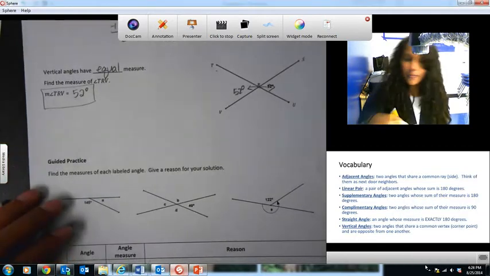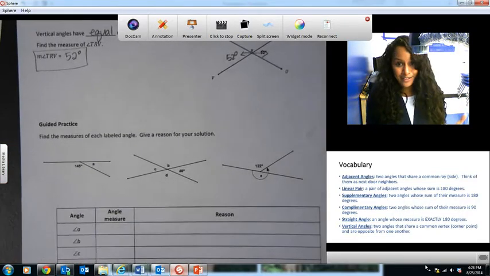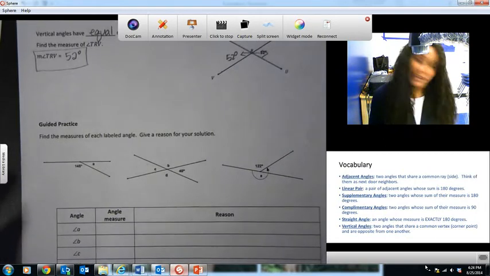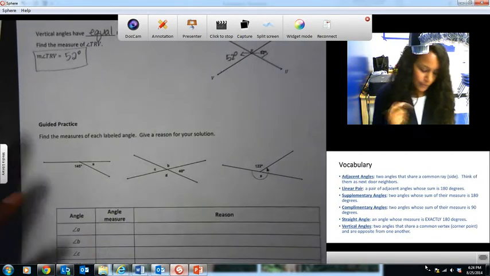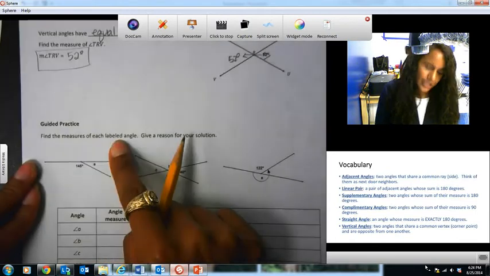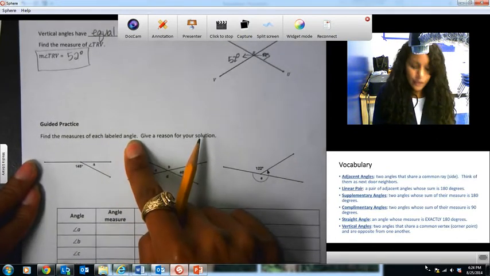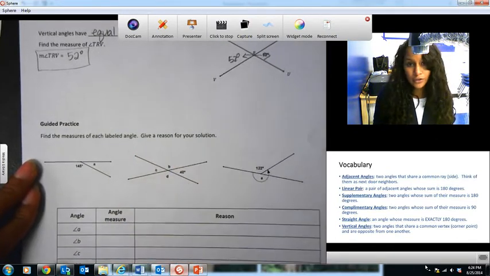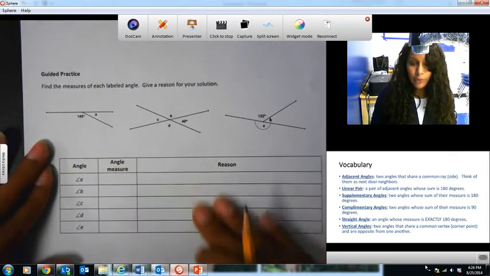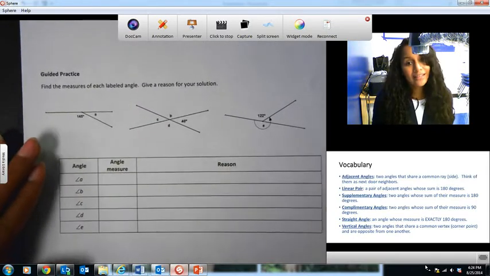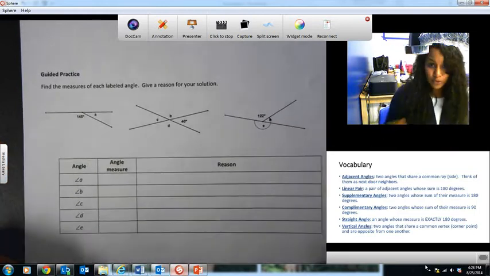Alright, last but not least, the guided practice, right? Now for the guided practice, there's two things you're going to have to do. The first thing is to find the measure of each labeled angle. Then after you do that, you're going to give a reason for your solution. Now what this is setting you up for, having to give the reasons, is setting you up for having to write proofs, which we are going to write proofs later on.